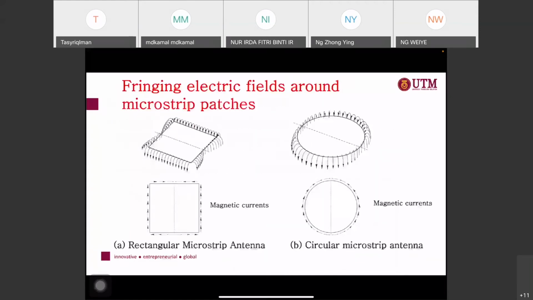Okay, so this is an example of the fringing electric fields around the circular patch. You can see that this is your L, and this is your W here. The field is coming from this. As you can see, at the center here the field is very, very low. This is the example of the magnetic currents for the circular as well as for the rectangular here.